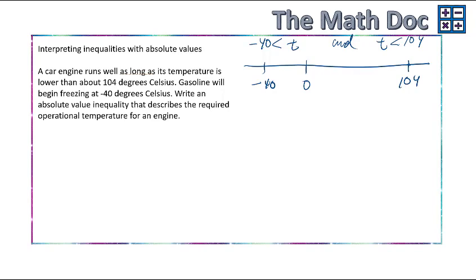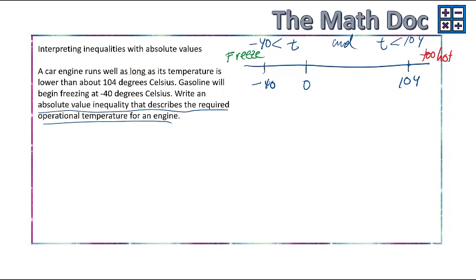So if it gets over 104, gets too hot, we'll write that in red. And if we get below negative 40, it'll freeze, right? The gasoline will freeze. So the problem here is that we would like to write an absolute value inequality that describes the required operational temperature for an engine. Okay, so what do we have here?